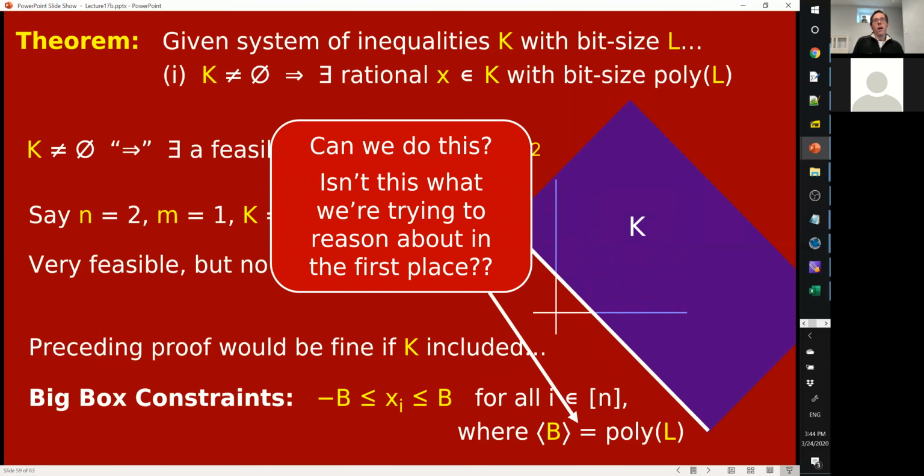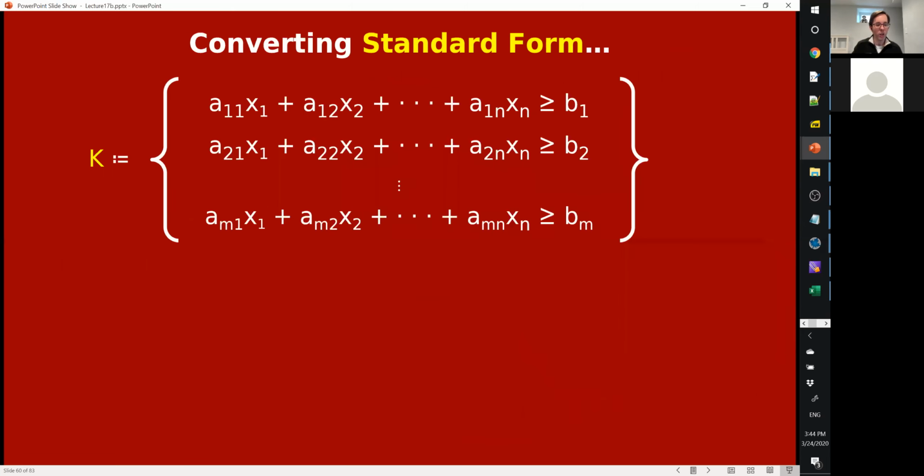Now, I want to show you that you can always add these big box constraints, and it almost seems like I'm making a circular argument here, because this is sort of what we were trying to reason about in the first place: that you could a priori only worry about numbers that are at most polynomially many bits large. But I'm going to show you how to make it non-circular.